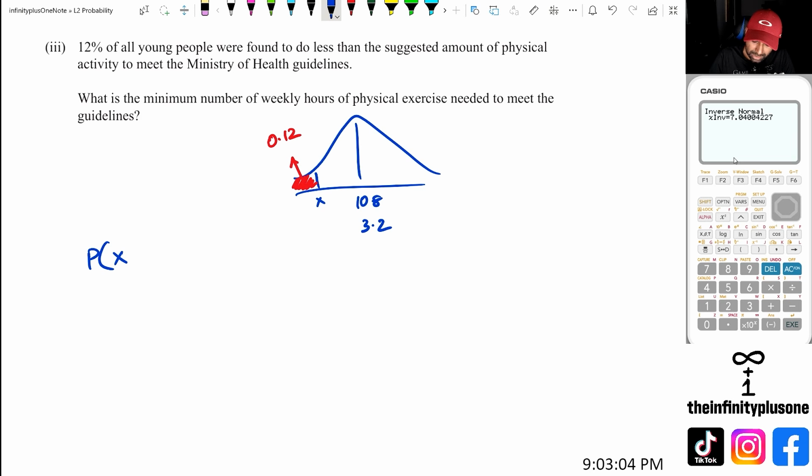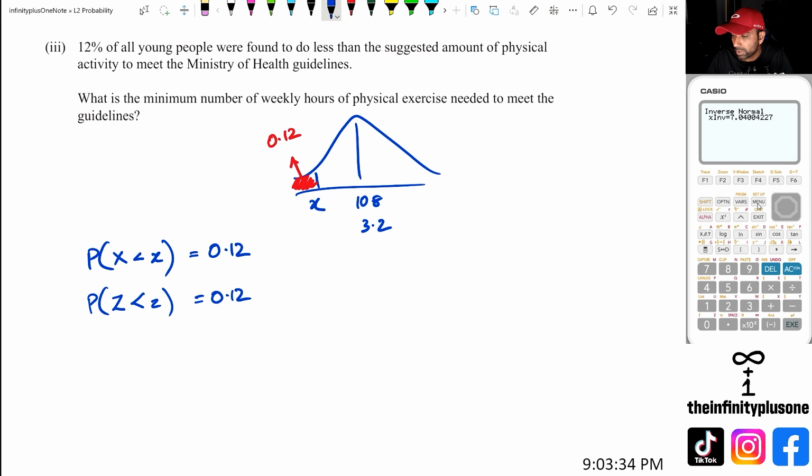Don't worry about it. So probability of capital X less than the little x, so that should be little x right there, is equal to 0.12. So I need to actually figure out, if I put this as a z value, then the z value is going to be 0.12. So I need to figure out what that z value is. And to do that, I'm going to exit, and here the standard deviation I'm going to put as 1 and the mean as 0.